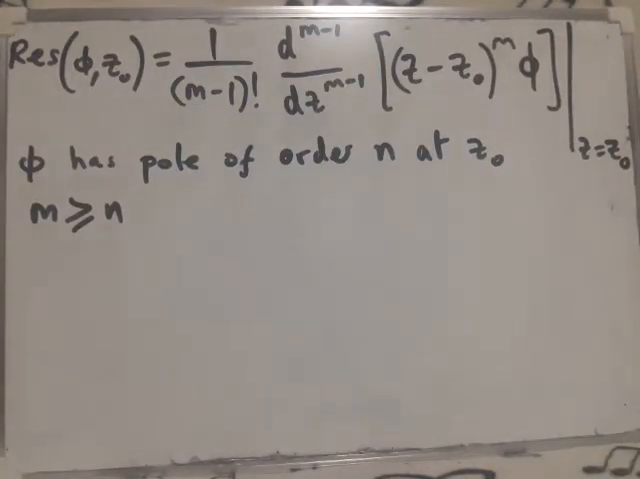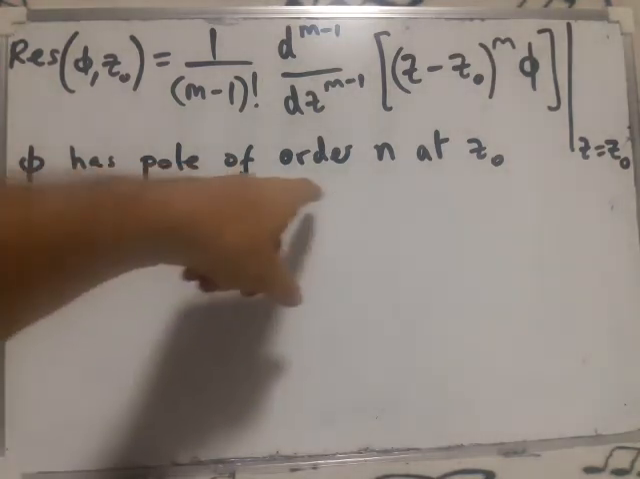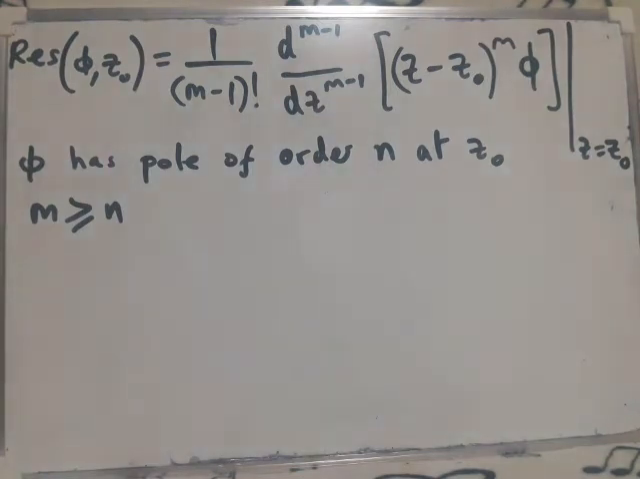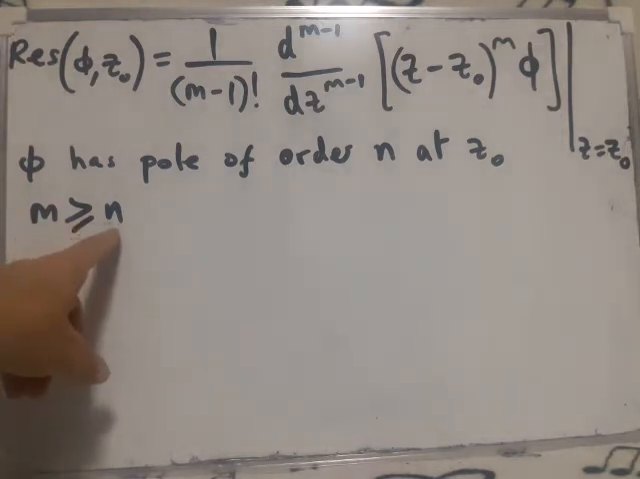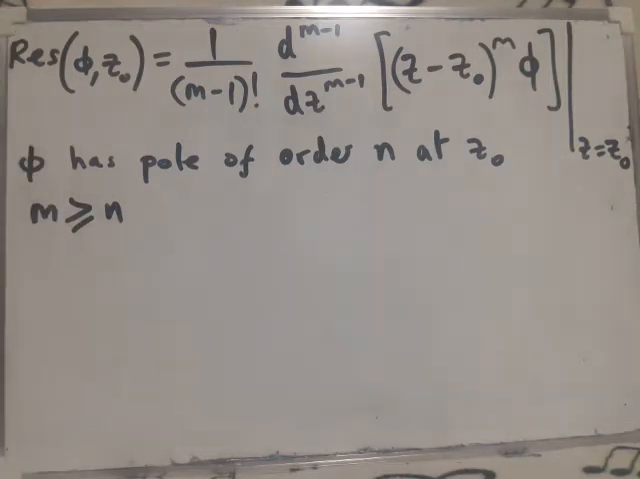So this formula works for poles of any order. So if phi has a pole of order n at z0, then we can get the residue using this formula. m can be equal to n, or it can be larger than n.